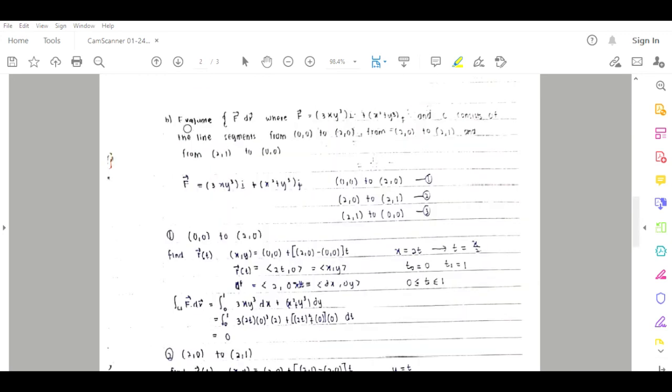Okay, the next question is B. Evaluate the integral F dot dr where F equals 3xy to the power of 3i plus x squared plus y to the power of 3j, and C consists of the line segment from 0, 0 to 2, 0, from 2, 0 to 2, 1 and from 2, 1 to 0, 0. Okay, here there are 3 parts, which are 0, 0 to 2, 0, 2, 0 to 2, 1 and 2, 1 to 0, 0.